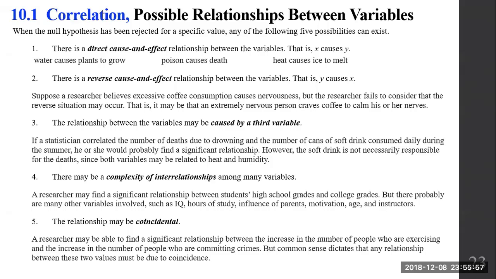It would be a coincidence. A researcher may be able to find a significant relationship between the increase in the number of people who are exercising and the increase in the number of people who are committing crime. But common sense dictates that the relationship between these two values must be due to coincidence.